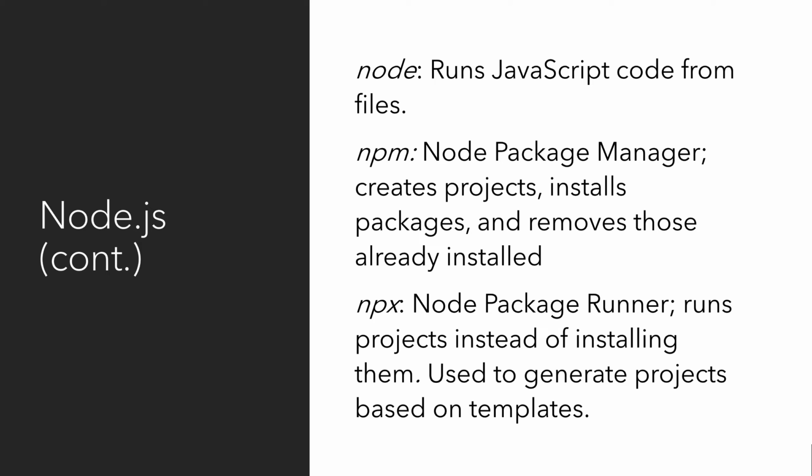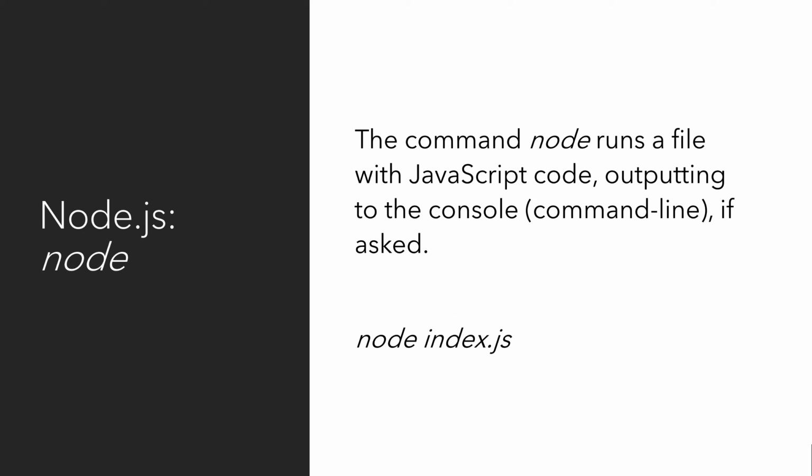Node, which runs JavaScript code from files; npm, Node Package Manager, that creates projects, installs packages, and removes those packages already installed; and npx, Node Package Runner, where X stands for execution in this case, which runs projects instead of installing them. It is generally used to generate projects based on templates created as packages that are then run instead of installed. Let's look at each of these three main tools one by one.